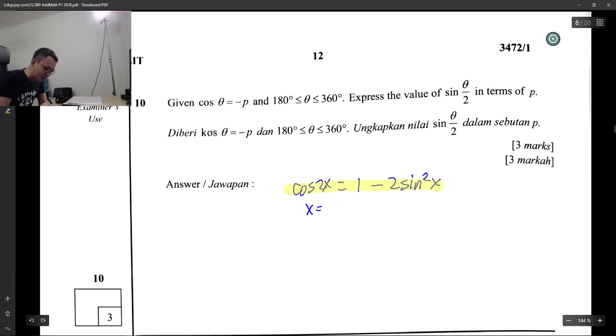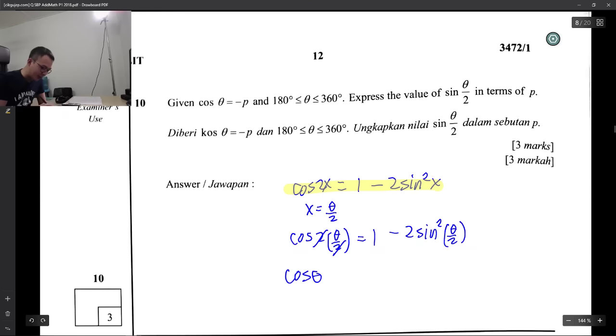I will let my x equal to theta over 2. Then I substitute into my x here. So cos 2 theta over 2 equals 1 minus 2 sine square theta over 2. Okay, 2 and 2 simplify, I actually get cos theta here. And then it equals 1 minus 2 sine square theta over 2.